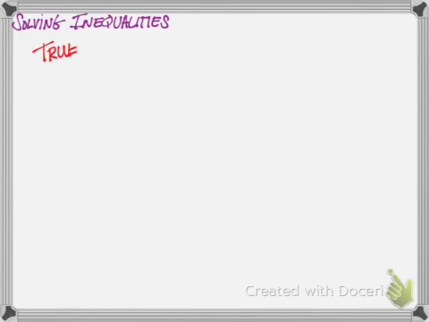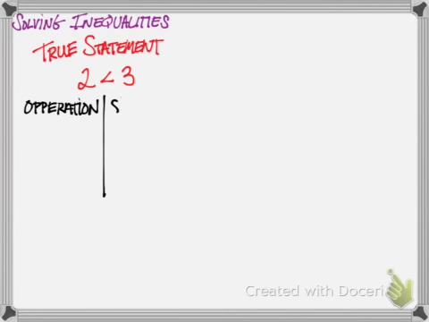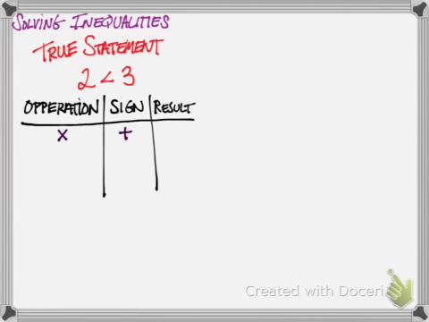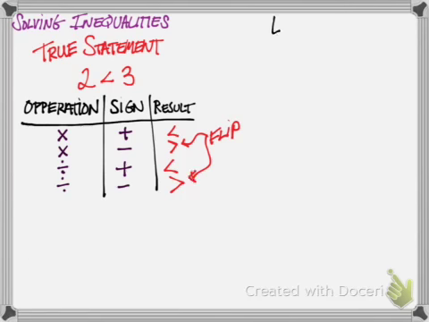Okay, if we're solving inequalities, let's take a step back and think about what happens to a true statement when we do certain operations on it. So 2 is less than 3 is a true statement. We have different operations, and the sign of that operation produces different results. If we multiply by a positive number, the inequality stays the same. It's still less than. If we multiply by a negative, so multiplying by -2 or -3 or -8, our sign is going to flip. And same thing with division. If we divide by a positive number, our sign stays the same. If we divide by a negative number, our sign is once again going to flip.